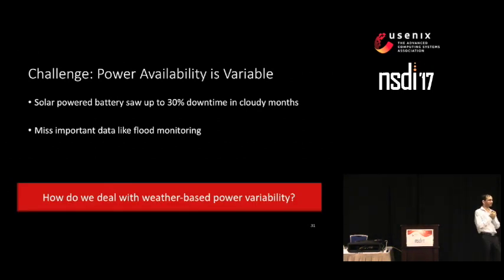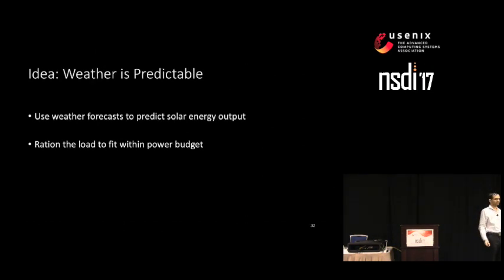Of course, we can't control the weather, right? But what we can do instead is predict the weather. We can use these weather predictions to build a model that can predict my solar energy output. And based on that, I can save power for the future. So let's say I know that tomorrow is going to be cloudy. What I can do is start sampling my data less frequently today so that I save some battery for tomorrow. And that's exactly what we are going to do.